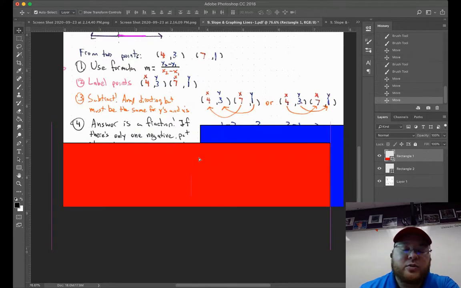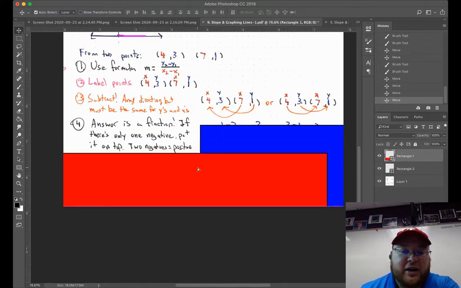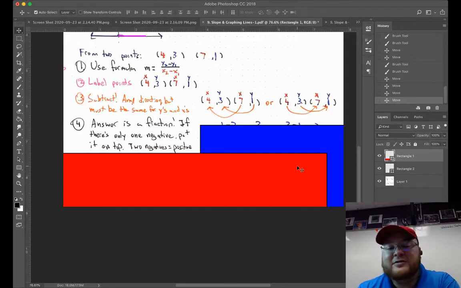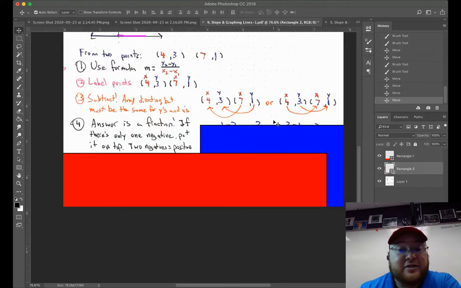If there's only one negative, put that negative on top. Just makes things easier. You could also put it out in front. Two negatives means a positive. So if you get double negatives, turn the whole thing positive.